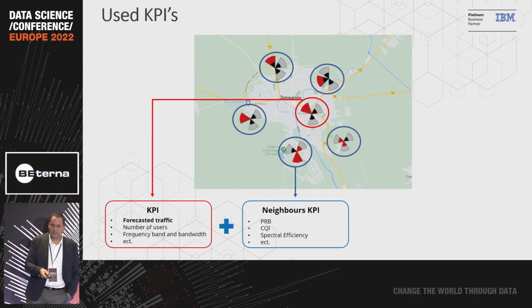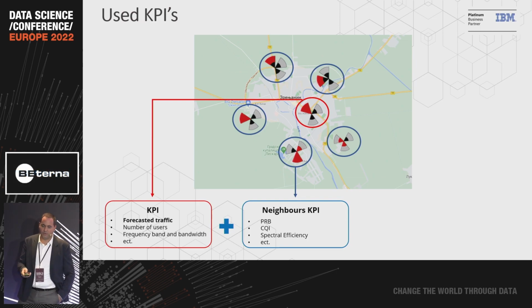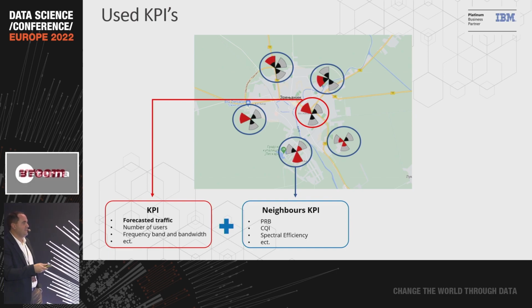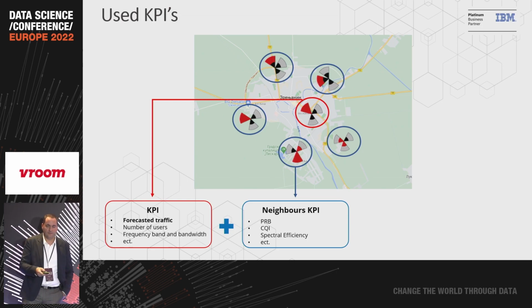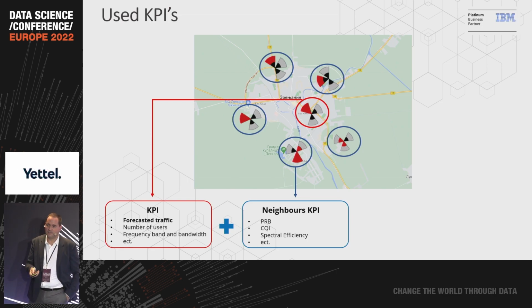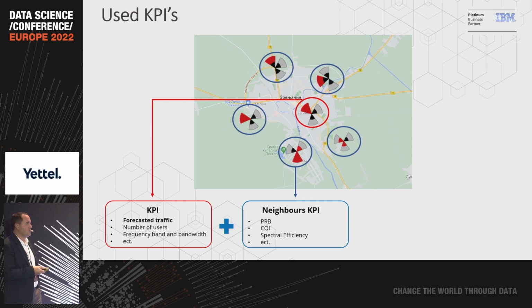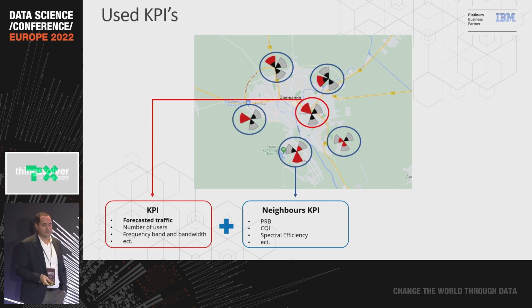Why? Because it does have an impact on the results of the actual forecasted cell. So we need to understand not just the cell data, we need to understand the overall environment where the neighbor cells are and where the users are within this area.